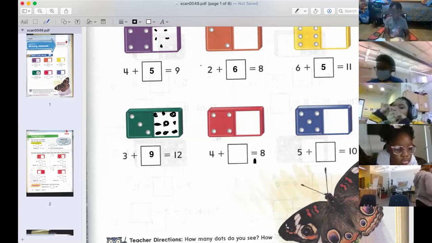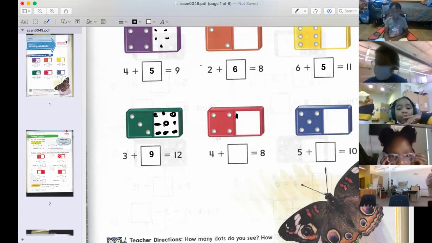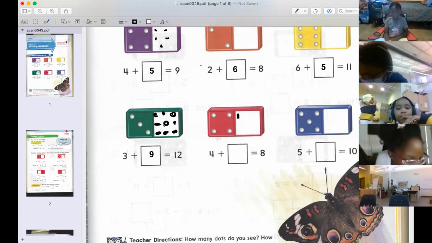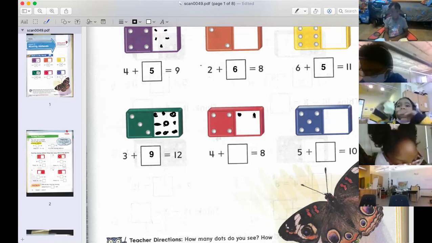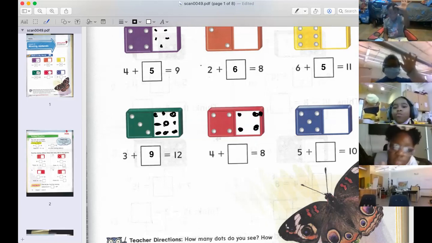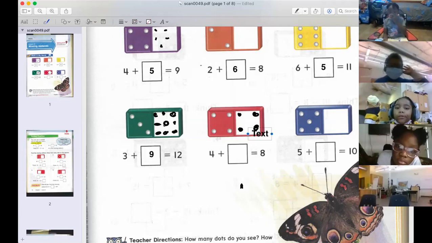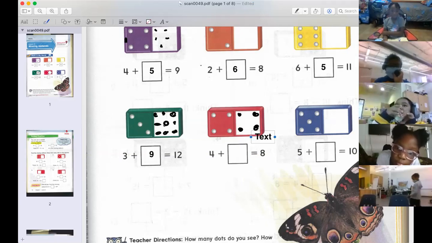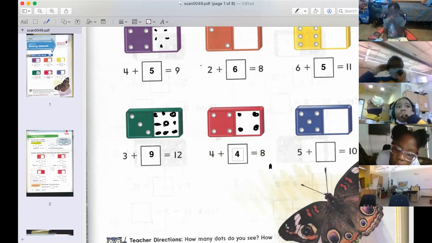We have 4 plus what equals 8. So we're going to count on 4, 5, 6, 7, 8. This is yours, right? What do we got, Andre? 4 plus what equals 8? I say 4. Yes, 4 plus 4 equals 8.